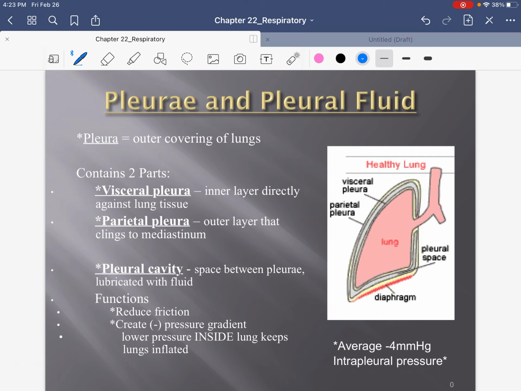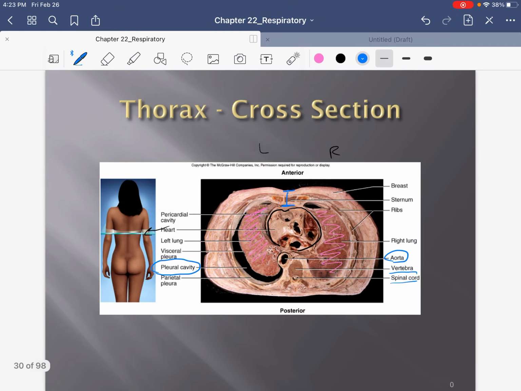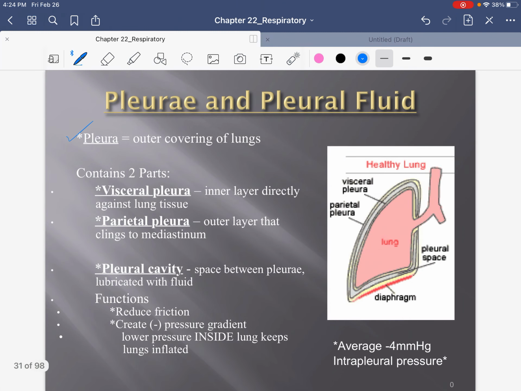Okay, so we call the covering of the lungs the pleura. Pleura, covering of the lungs. And I know this isn't the most advanced picture, but it's really the best picture I've been able to find. They're identified here, visceral pleura, parietal pleura, but I just think it's a little bit hard at first, so sometimes a simple drawing is simple and best. The pleura, collectively, is the outer covering of the lungs.